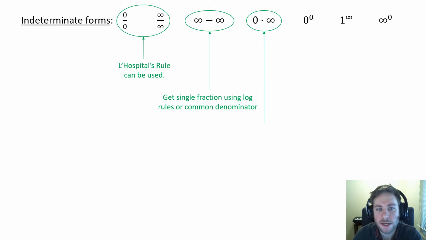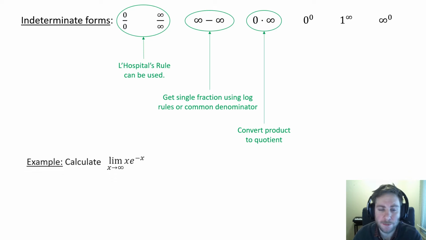Notice that 0 times infinity represents a product where two expressions have been multiplied together. But we know every product can be converted into a quotient or vice versa by introducing a negative exponent. And if we did that, we'd end up with a fraction, which is really what we want if L'Hopital's rule is the method we want to use.